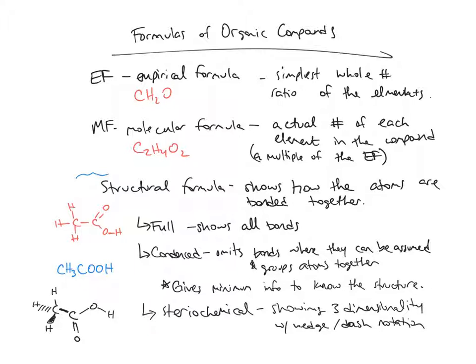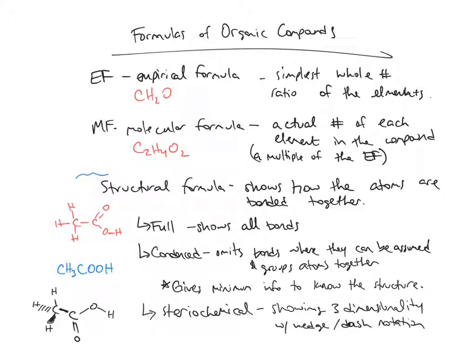Your condensed formula, which I have written in blue here, is where you're omitting all the bonds. And all you're doing is showing, starting from the beginning of the molecule to the end, first carbon, what's it attached to? Second carbon, what's it attached to? Third carbon, what's it attached to? Fourth carbon, what's it attached to? And so on and so forth. So you really have to be careful.